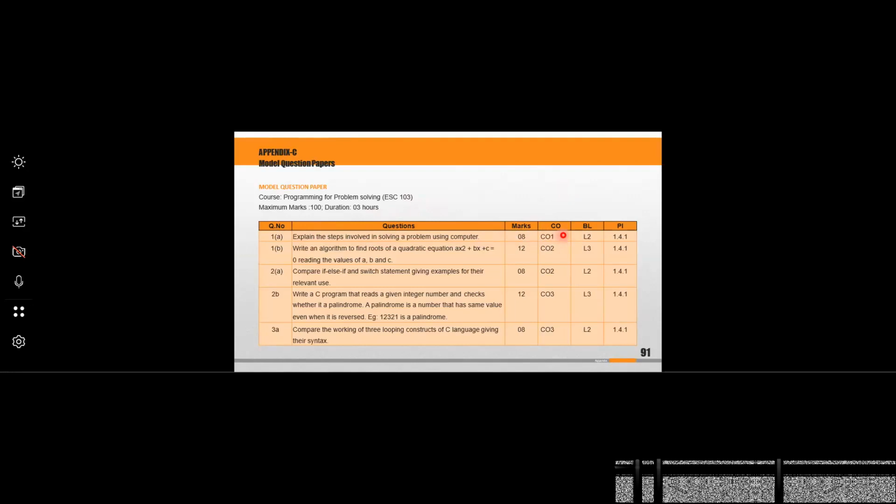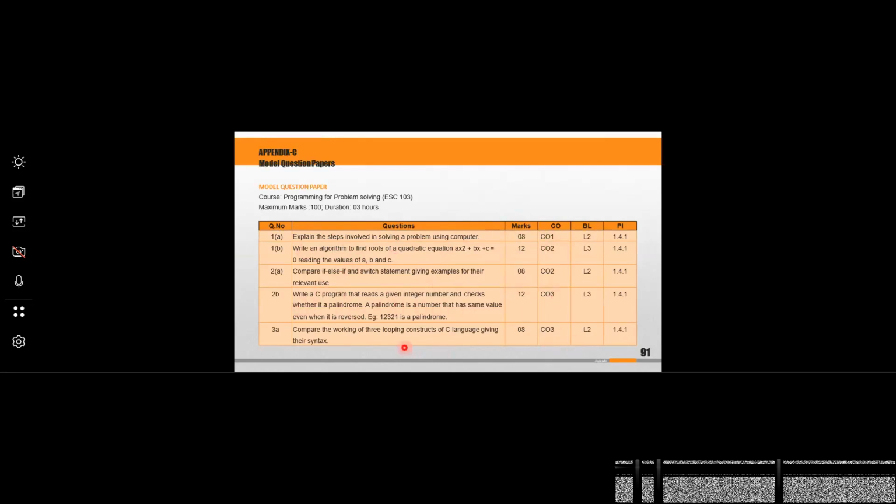Okay. Explain the steps involved in solving a problem using computer. Generally, the steps involved will be in CO1 only, right? So map your course outcomes with these questions. You can see CO1 is related to 1A, CO2 mapped to 1B. Similarly, CO3 is mapped to 2A, 2B, and 3A.